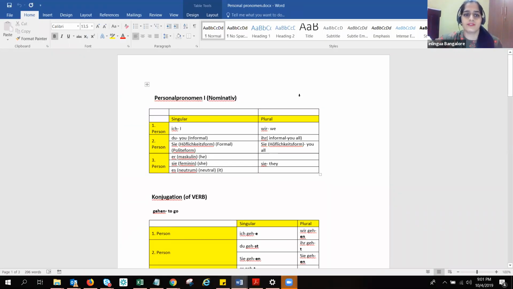As you all have this document, in this I have given personal pronouns. It is written nominative. Basically in German, we have three types of cases: nominative, accusative, and dative. That is in English as well, but we generally don't learn it. It is in our spoken language. Nominative is the subject of the sentence. Whatever is the subject in the sentence, that is always nominative. We have pronouns based on these cases. For now, we will learn only nominative. As I have already told you, which one is the singular pronoun, which one is the plural pronoun, which one is formal, which is informal. It is very clear in this table, which I have already given to you.